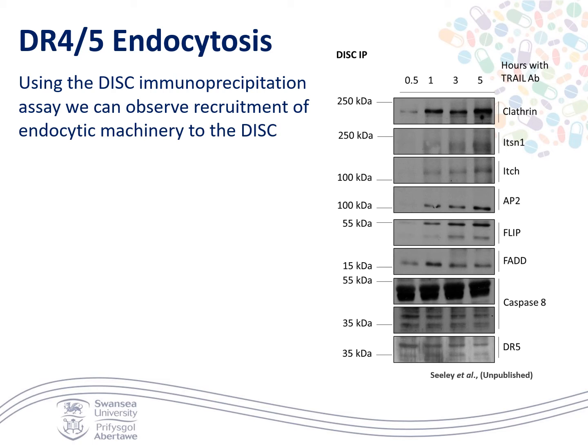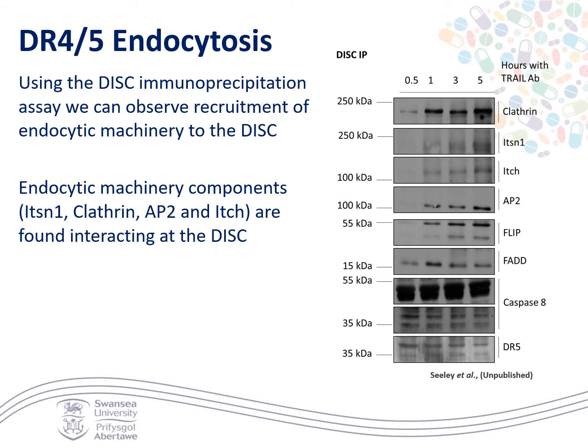We can also see recruitment of AP2 with levels appearing at 1 hour up to 5 hours, and also intersectin 1, which is a cell signaling and endocytic protein, and namely my protein of interest at the time, ITCH, which is an E3 ligase similar to Sybil.